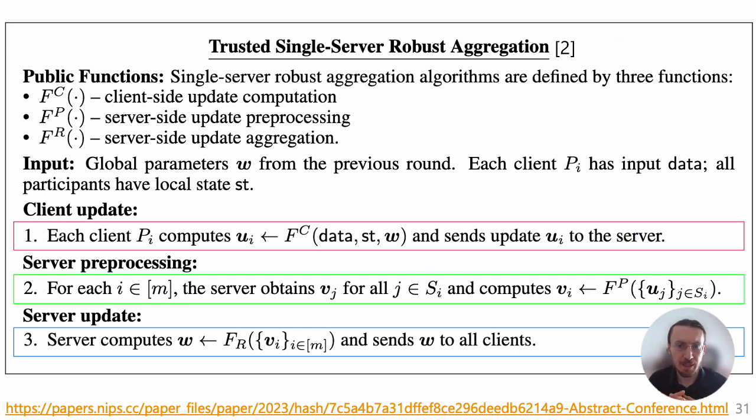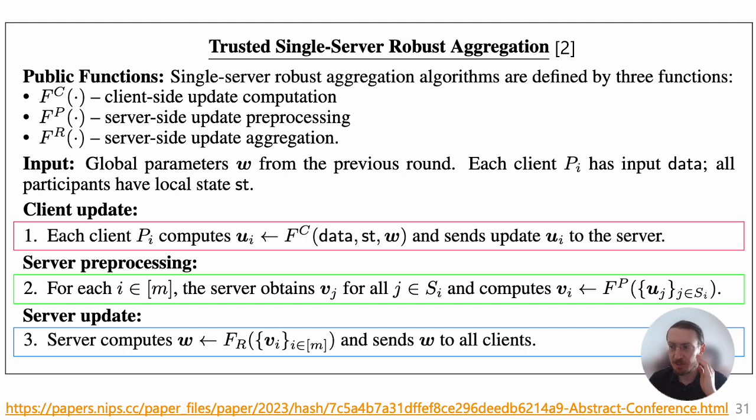So now we can summarize the robust aggregation with a single server using this template. We organize the aggregation algorithms in terms of three functions. The first function is f_C, f upper C. This represents the computation of client updates based on local data, so the private data that the client has, also the state of the client, for example, what is the learning rate, and so on, and also the global parameters, in this case W. So W is just a global shared model. And the client returns update U sub i.